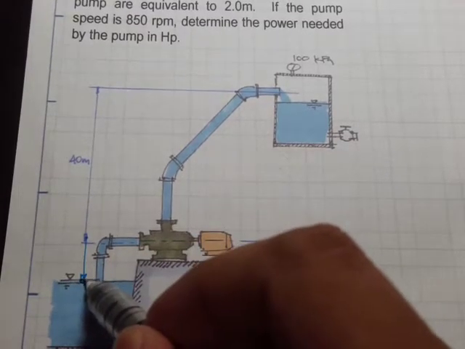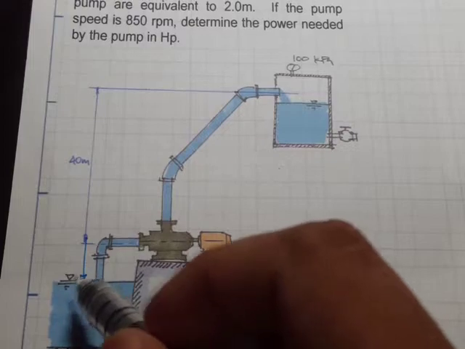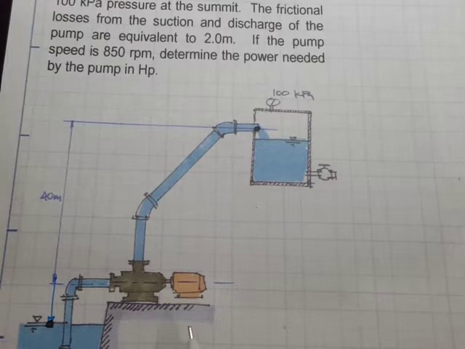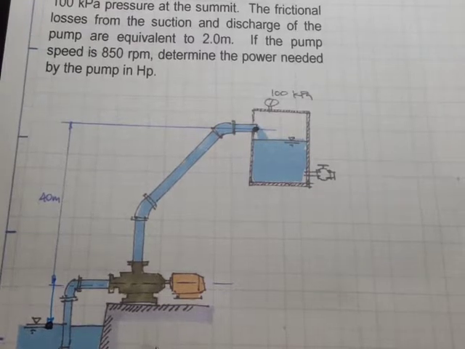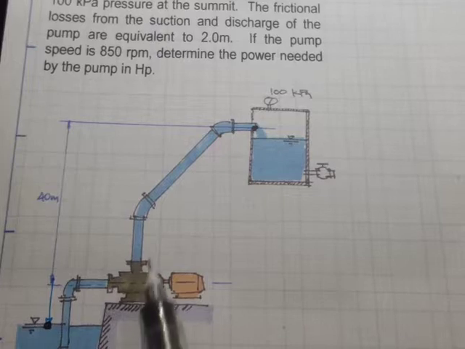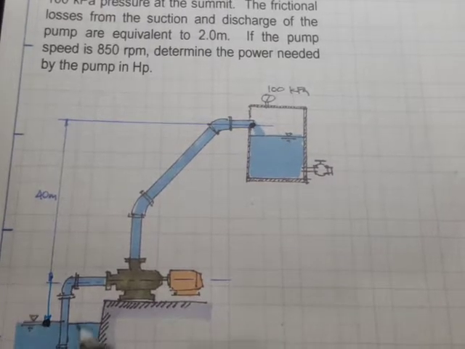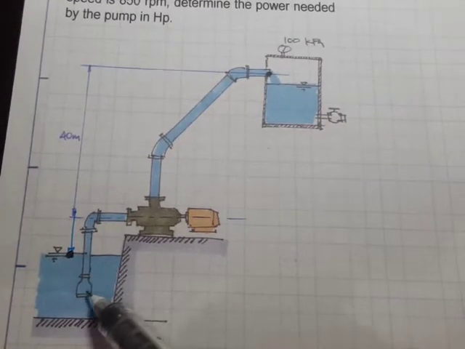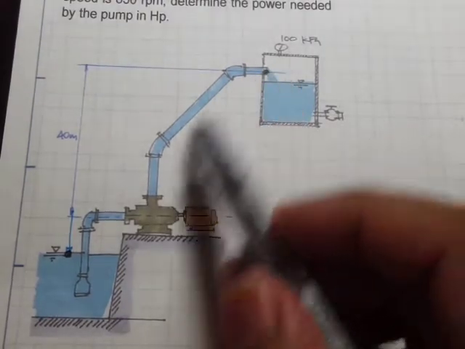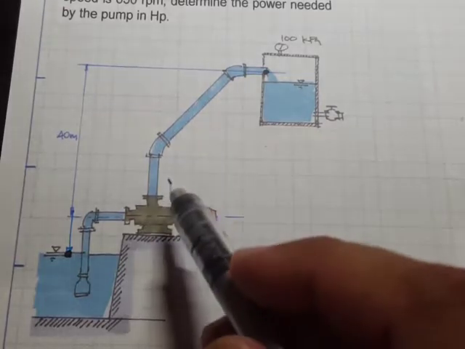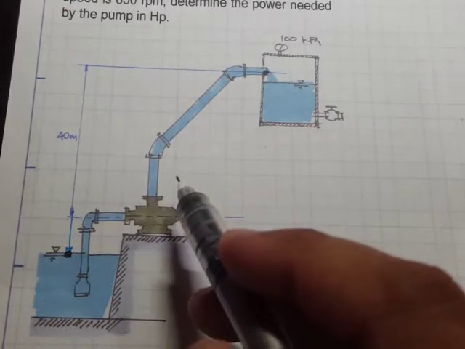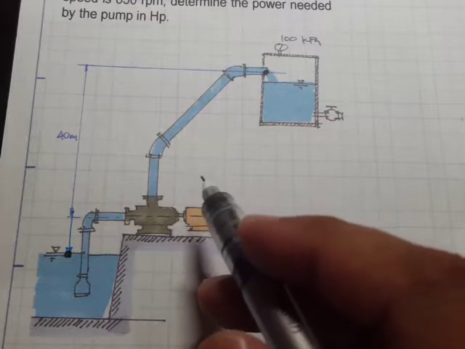Right, so what we want, or the point under consideration, is from this point to that point. Okay, and it says that the frictional losses from the suction and discharge of the pump are equivalent to 2.0 meters. That means that the frictional losses from the entire suction line to the entire discharge line is equivalent to 2.0 meters. So if the pump speed is 850 RPM, determine the power needed by the pump in HP.